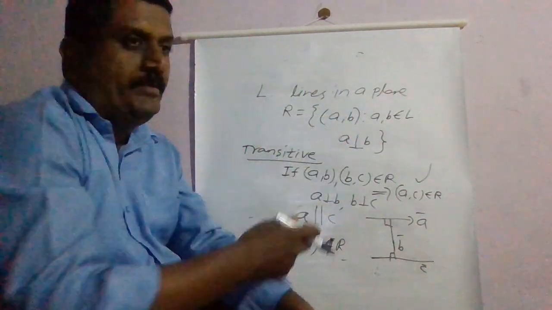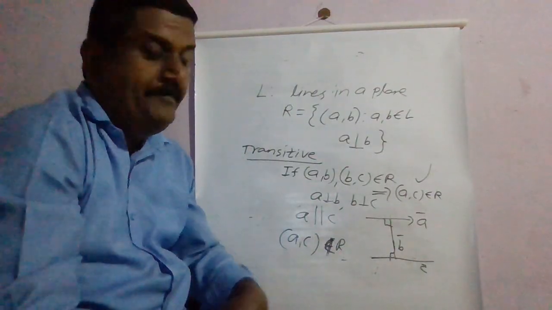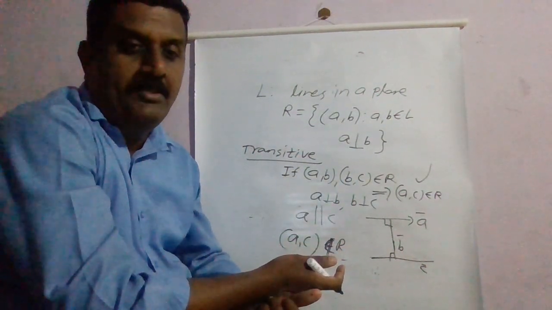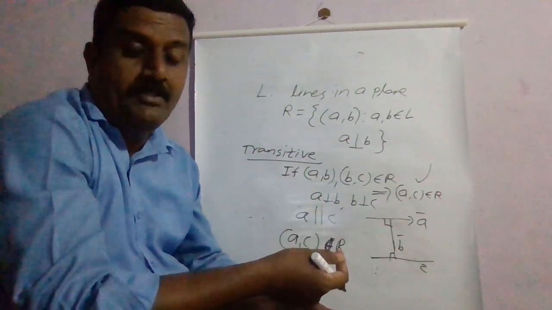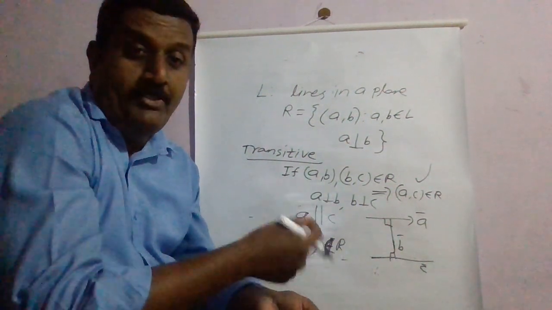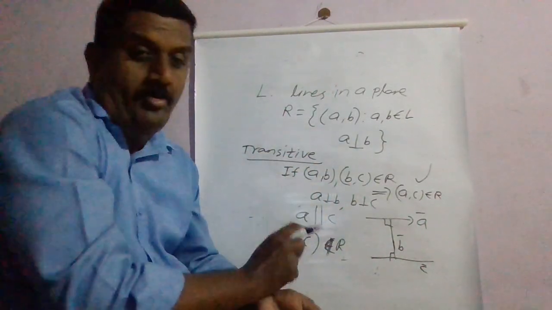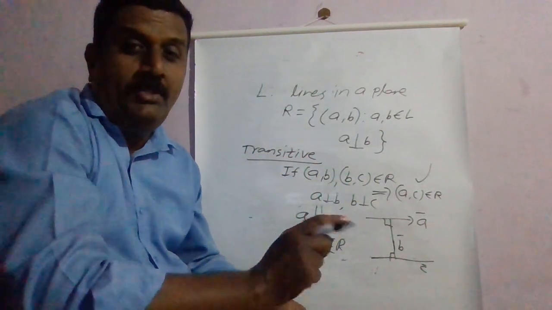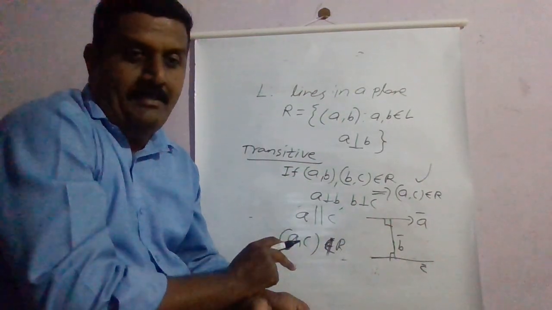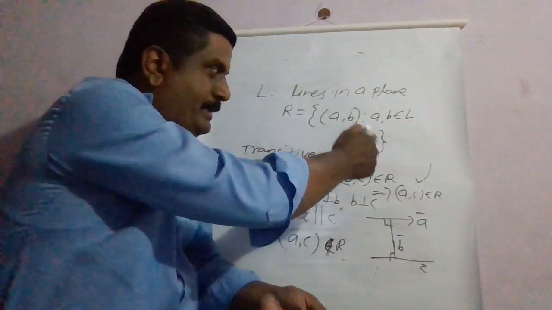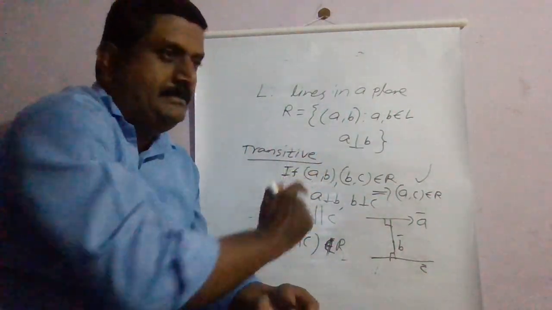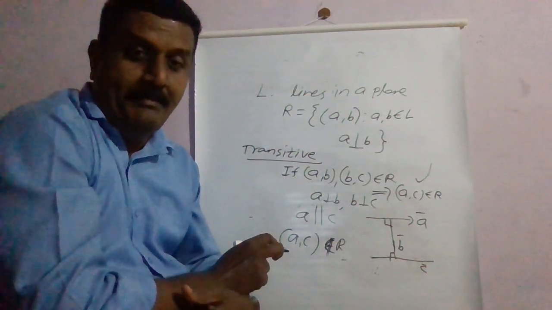Why is it not reflexive? Because every line is not perpendicular to itself. If it is reflexive, every element must be related to itself. Here the relation is perpendicularity, but a line is not perpendicular to itself, so it is not reflexive. But it is symmetric. Symmetric means if a line A is perpendicular to B, then clearly B is perpendicular to A, so the relation is symmetric.